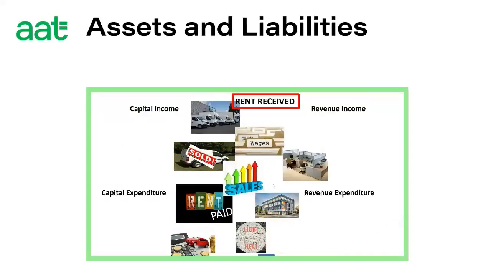Okay, so let's just have a quick look at this just to finish off. Okay, then. So if I'd got a motor vehicle, okay, so I've bought some motor vehicles. Where am I going to sit it? Is it capital income, capital expenditure, revenue income, or revenue expenditure? You can just put CI, CE, RI, or RE. You don't have to type it all out.